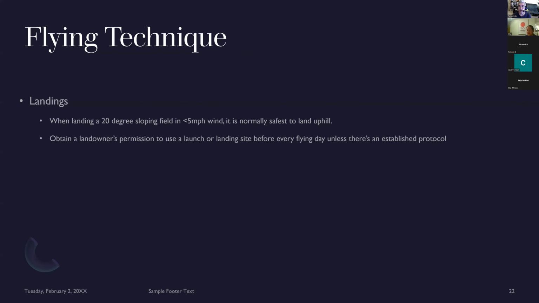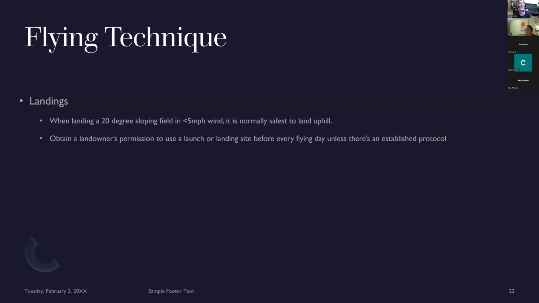Yep, that's right. So landing uphill is generally safer. You can flare earlier, it's a little more tolerant, and you'll stop faster. What do you do if it's more than 5 miles per hour? That is a tough call. Here at Mission, I will regularly land downwind uphill, even if it's up to like 10 miles an hour. But that is a kind of high technique situation.